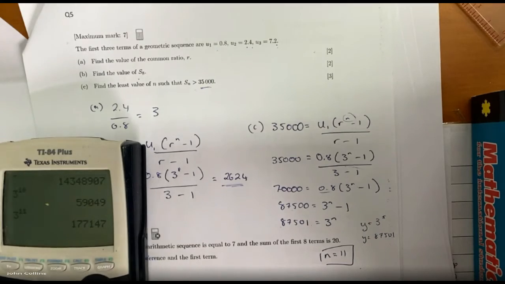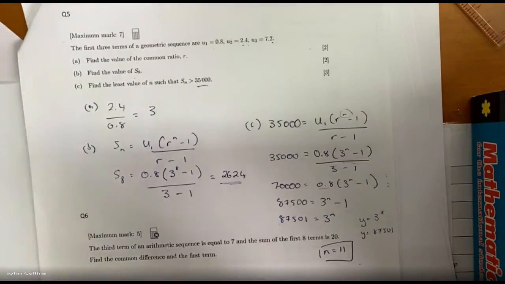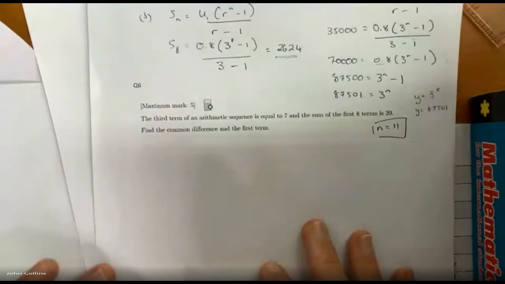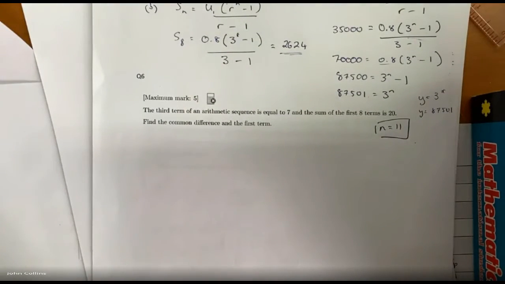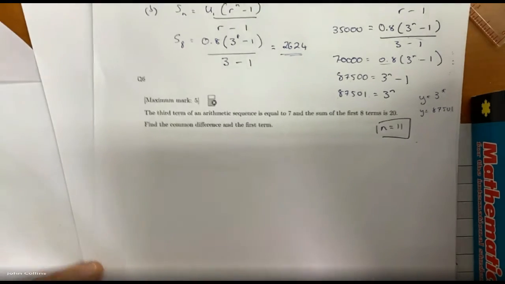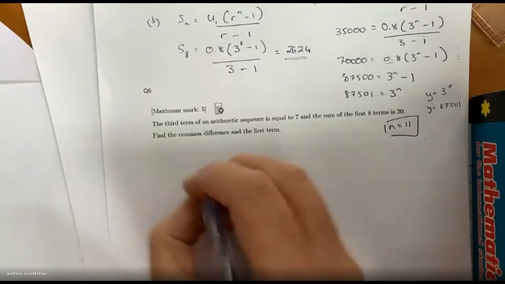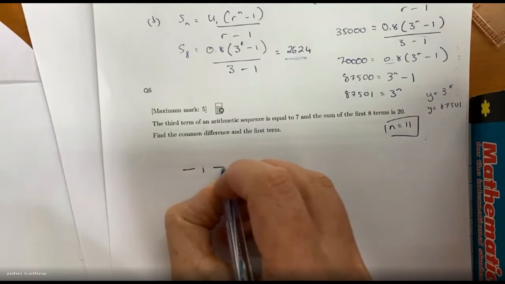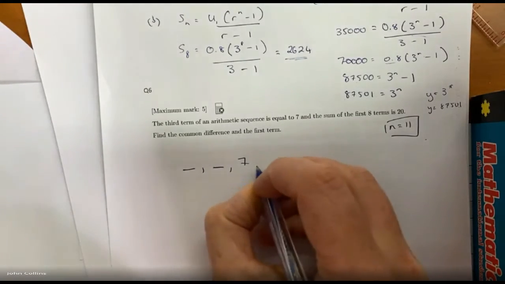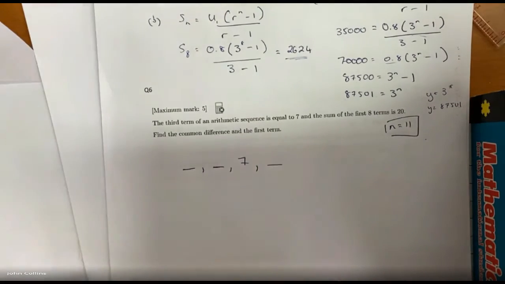Okay, let's move on to question 6. This you should have done without using a calculator, but perhaps some of you did; you shouldn't need one. The maths is not that difficult. The third term of an arithmetic sequence is equal to 7. So anytime I see something like this, let's have a little look. That third term in the sequence is 7. And the sum of the first 8 terms is 20.